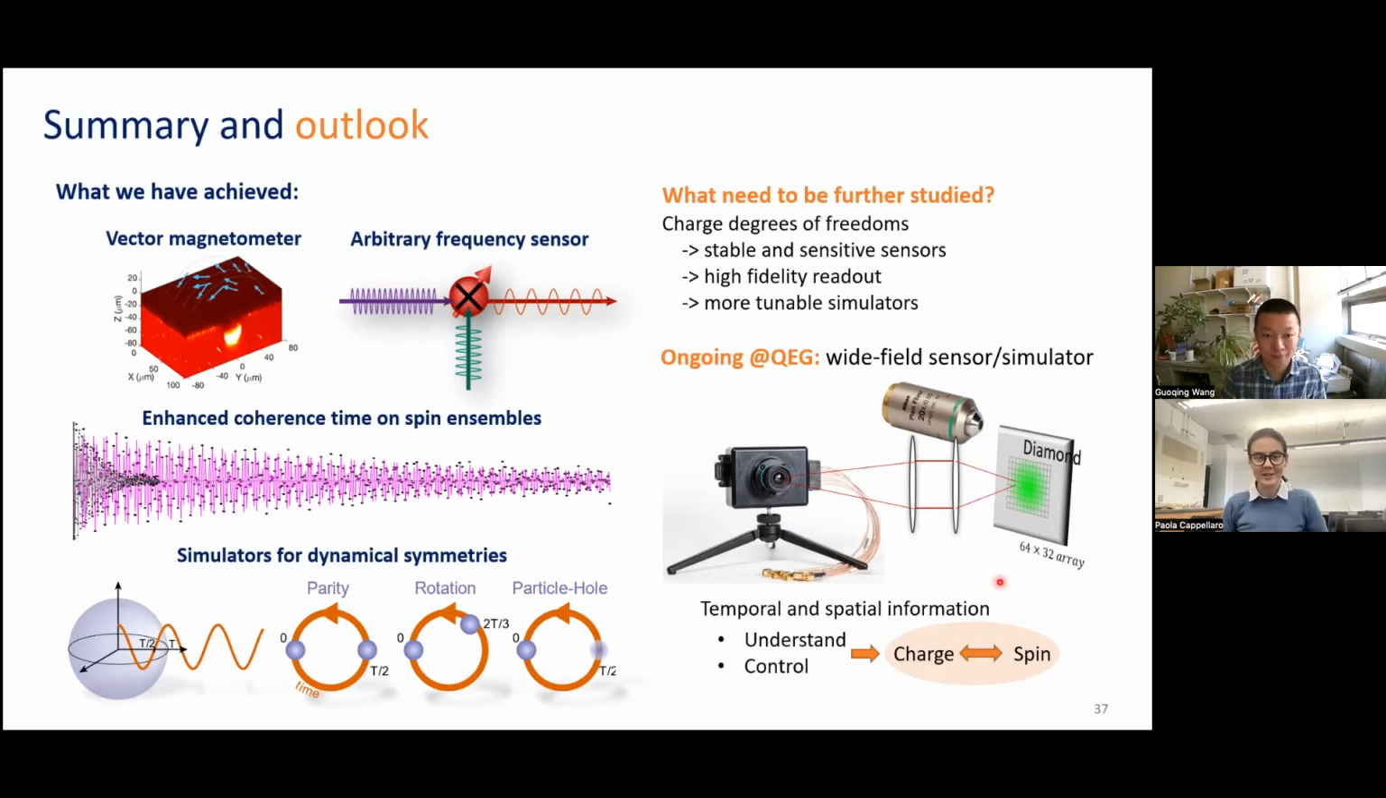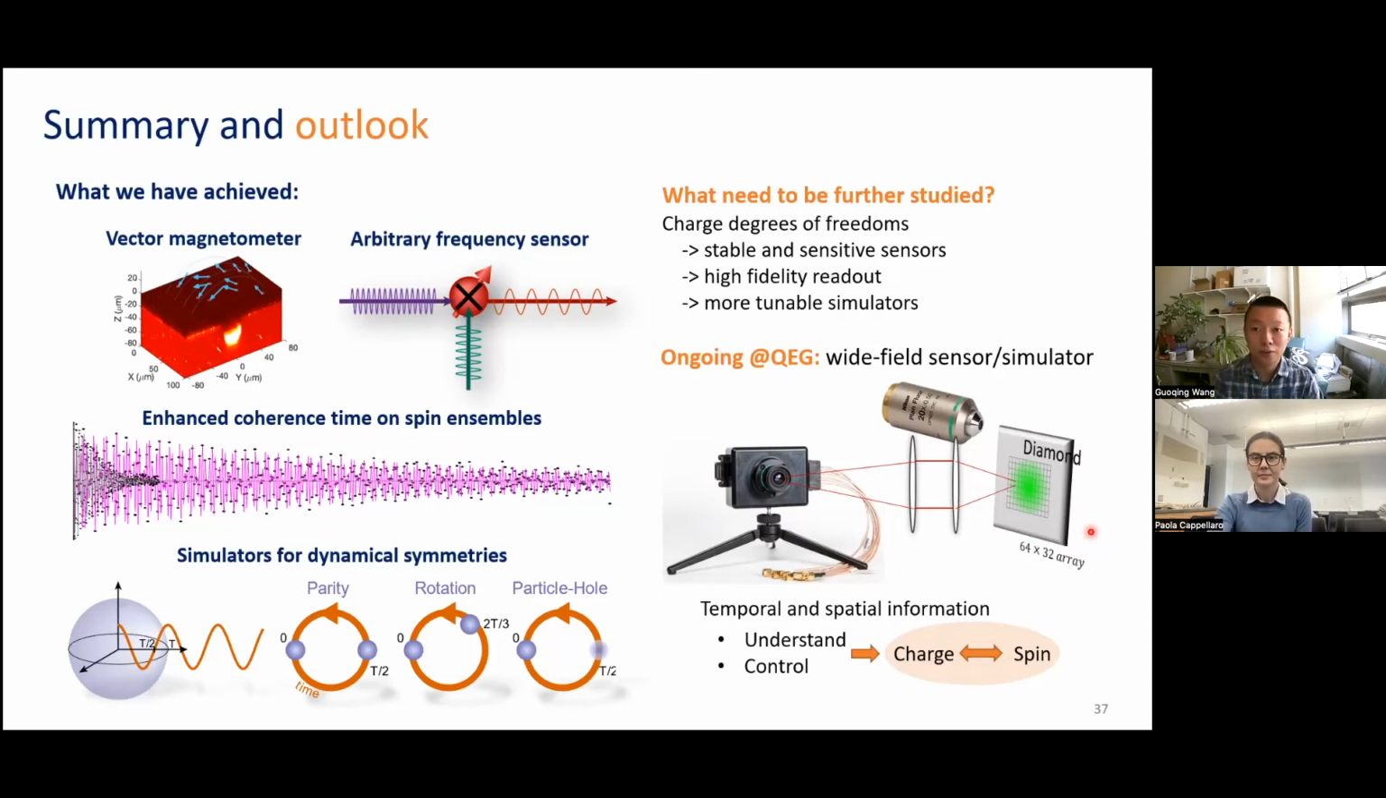So maybe I will just start so that people have more time to think. You introduced to us this ensemble of protected nuclear spins. What would the nuclear spin be good for sensing? What application do you have in mind?